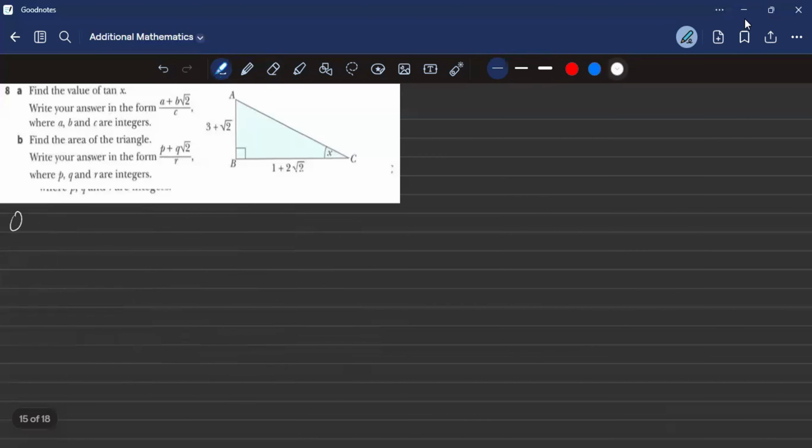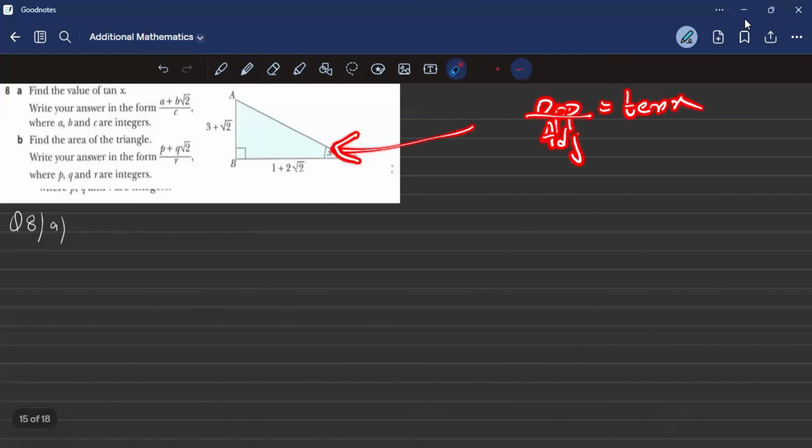Okay, for question number 8, we're going to find the value of tan x. It's really important to know the trigonometric equations for this question. We know that tan x is equal to opposite upon adjacent. We already know that, and that's going to be applied in this question.